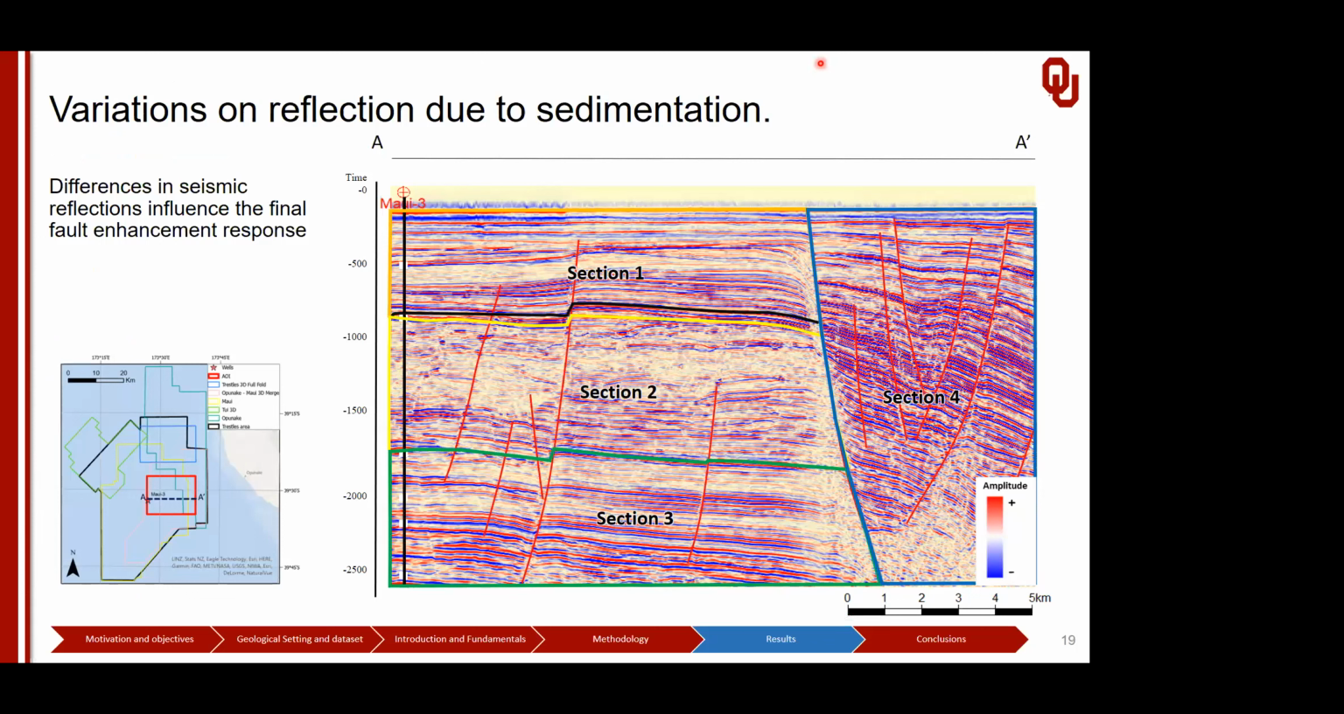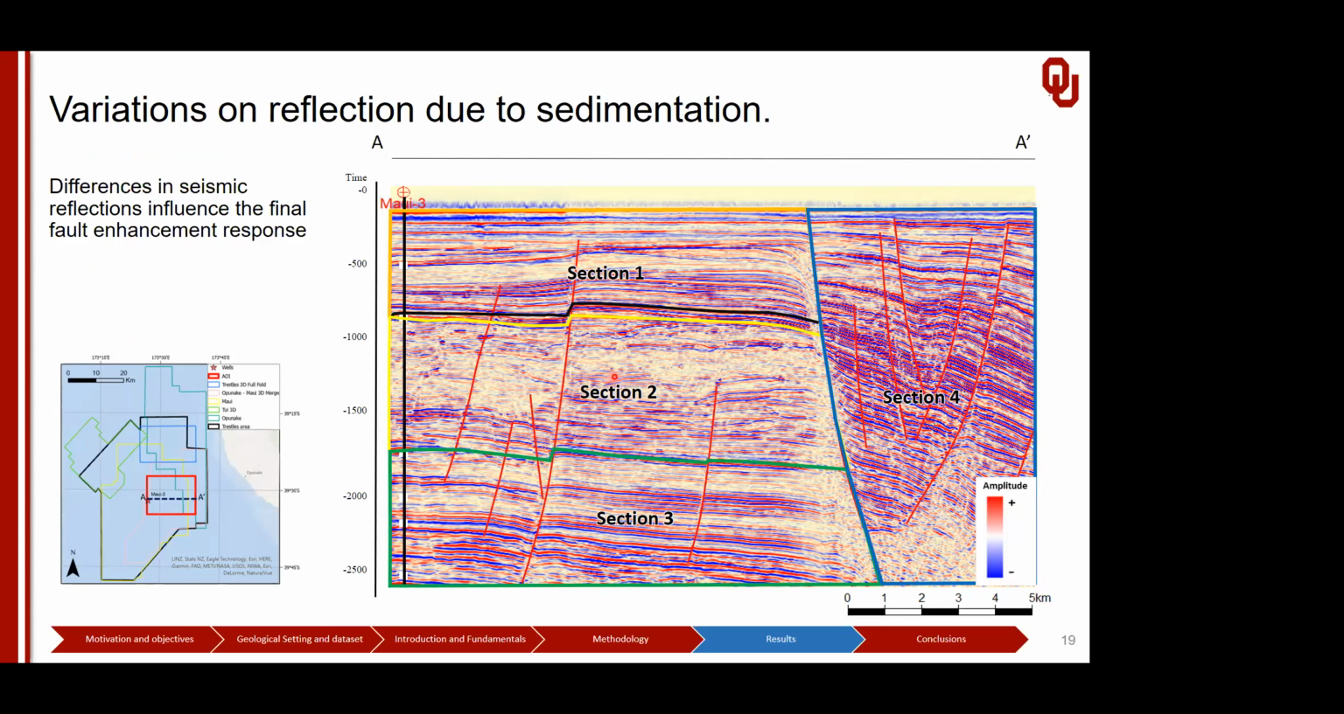Now this is the section near the Maui tree well. There are four sections, or let's say four differences in results to the fault enhancement, and these are related to sedimentation patterns and structural framework. Section 1 shows clear reflectors and strong amplitudes. Section 2, this section here, shows clear reflectors and strong amplitude values.